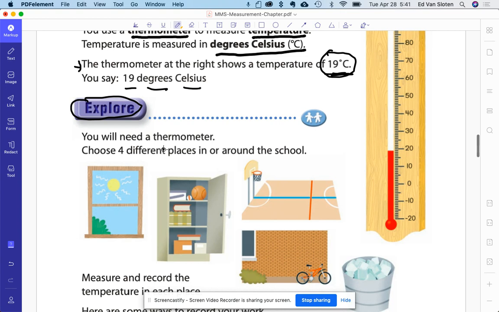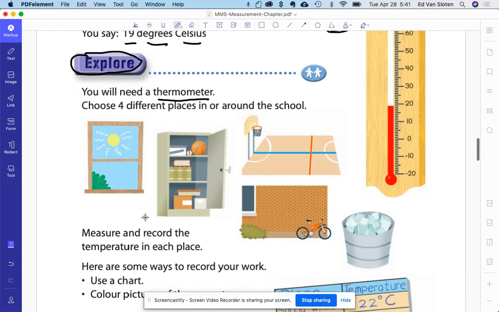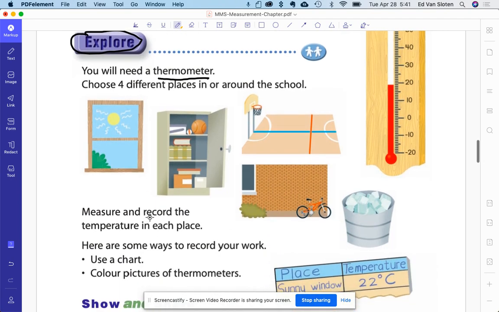Here's the thing. We don't have a thermometer because this is a virtual classroom. If you do have one at home, then you can do this activity. If you put the thermometer in the window, the sun provides heat, so the temperature is going to go up.